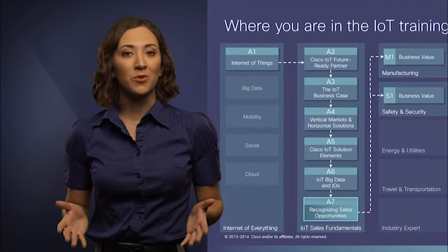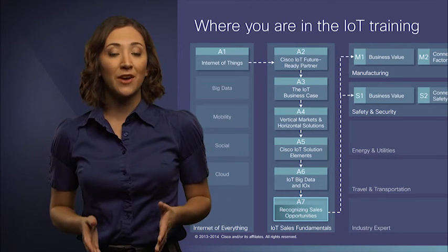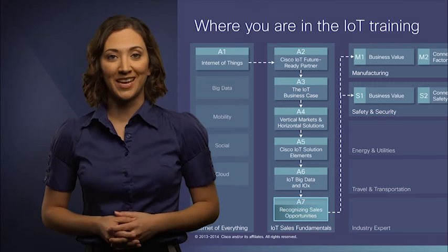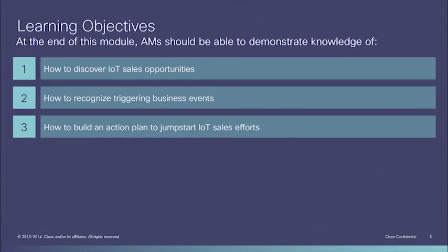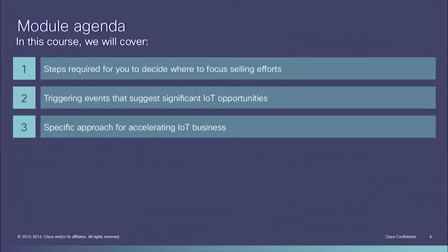After developing a framework about the business value, markets, and solutions of IoT, you will now learn how to use those to recognize a sales opportunity. By the end of this module, you should be able to demonstrate knowledge of how to discover IoT sales opportunities, how to recognize triggering business events, and how to build an action plan to jumpstart IoT sales efforts. In this module, we will cover the steps required for you to decide where to focus selling efforts, triggering events that suggest significant IoT opportunities, and the specific approach for accelerating IoT business.